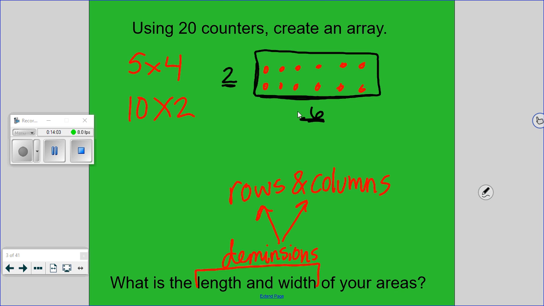What is my area? Talking about the number of things inside, the number of space inside, Lily? 10. Nope, not 10. Ashlyn? 12. 12 square units. I know we use circles, so it's hard to imagine them as squares, but it is 12 square units. Yep, I have a question. Go for it.